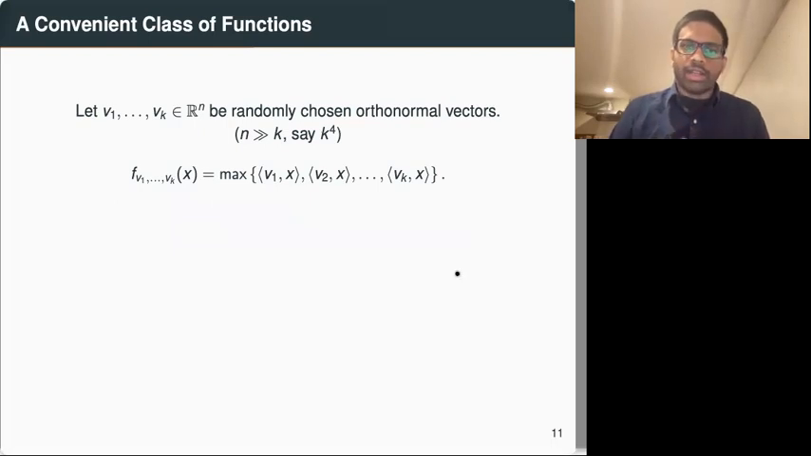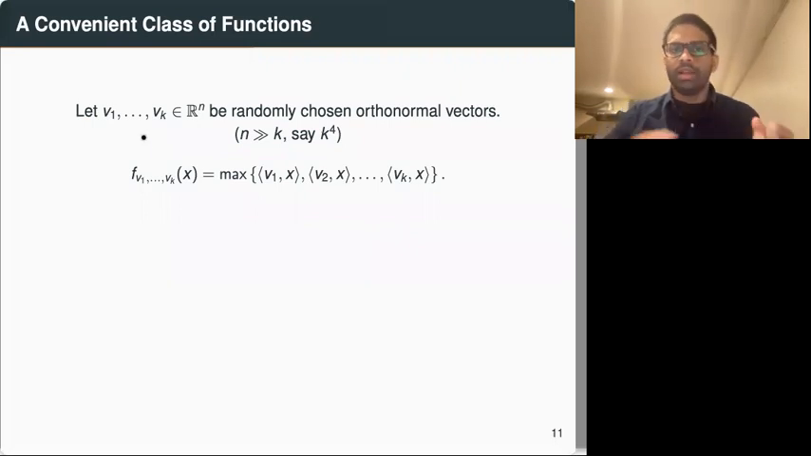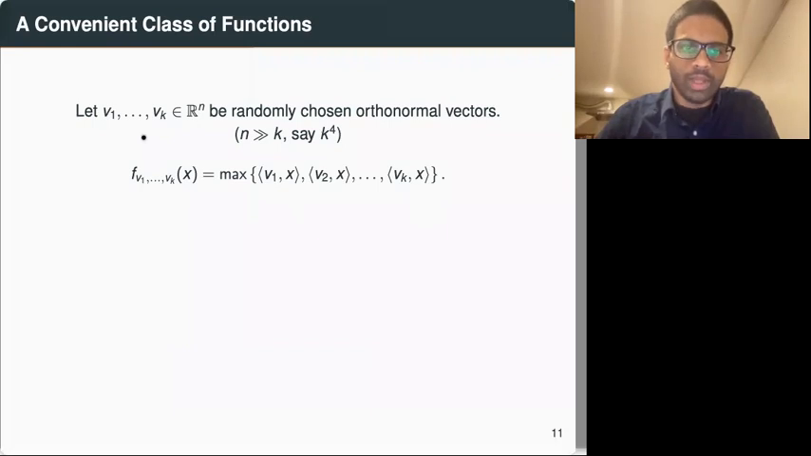So we start off in an n-dimensional space where we choose vectors v1 to vk to be randomly chosen orthonormal vectors. It's like we've chosen a new basis of R^n, a randomly chosen basis, and then we're just taking the first k vectors in that basis. And let's assume for now that n is, say, k to the 4 along with some log factors, so k to the 4 log square k or something like that.